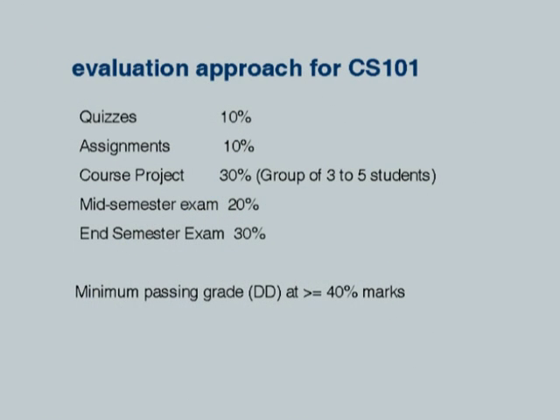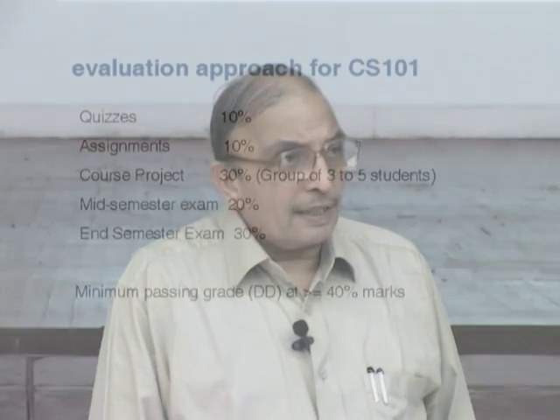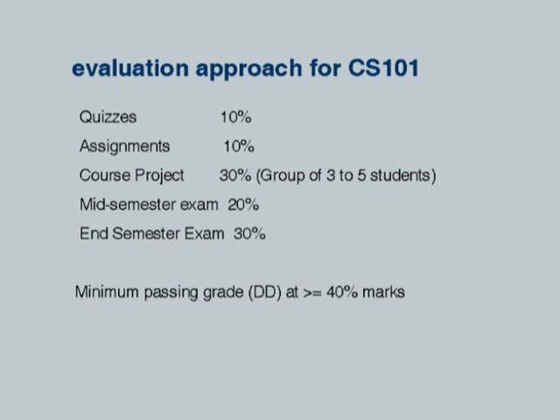Then I said we'll have a course project. Ideally, there should be a group of 4 students. Either 3 or 5 students would be permitted as an exception only for one group in a batch. The groups must come from your lab batches. The mid-semester exam, which will be a written exam, will be 20% weightage, and the end-semester exam will be 30% weightage. And as I described, the minimum passing grade will be 40%.